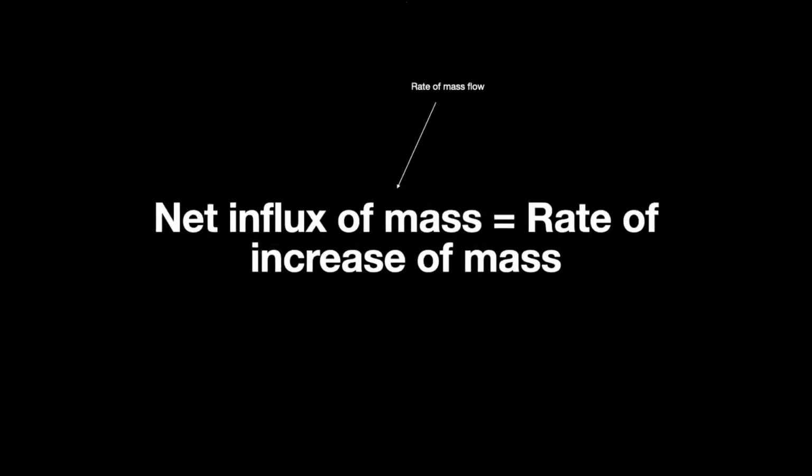Okay, so we're going to move on to mass conservation. We're going to move really, really slow here. First of all, we're going to establish one thing that's going to allow us to go forward. The net influx of mass, or the rate of mass flow, is going to be equal to the rate of increase of mass. Or you can say the total mass is going to be the mass that came in times the change in mass. The net influx of mass is going to be the rate of increase of mass.